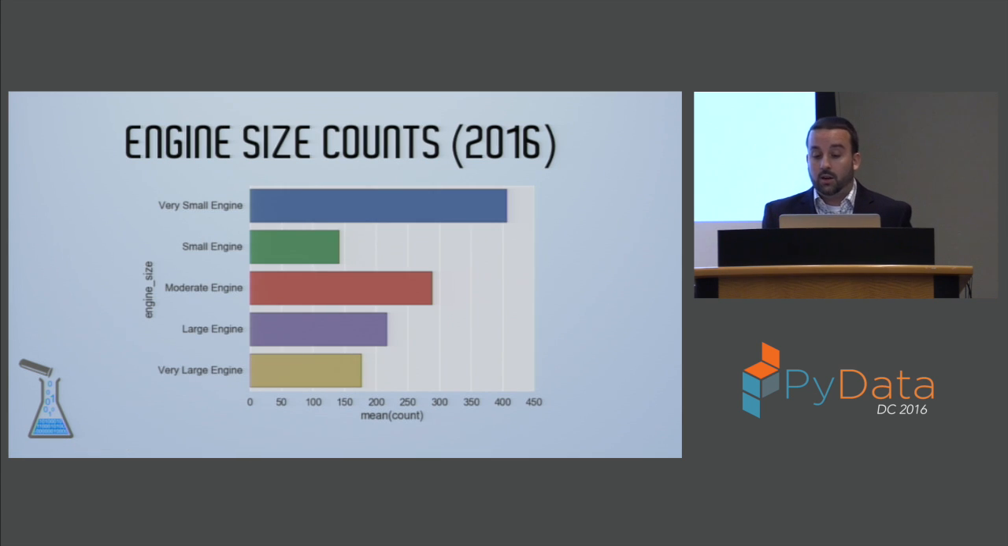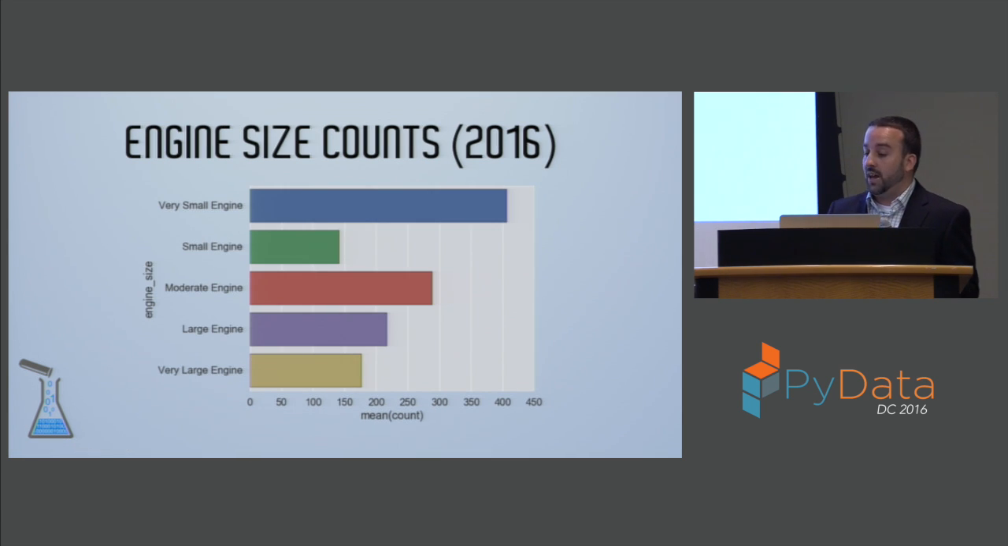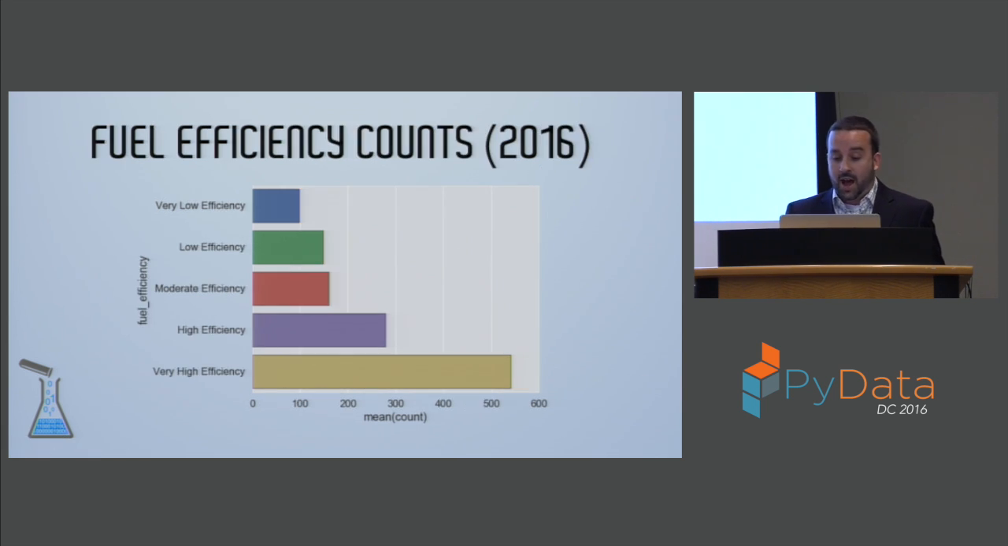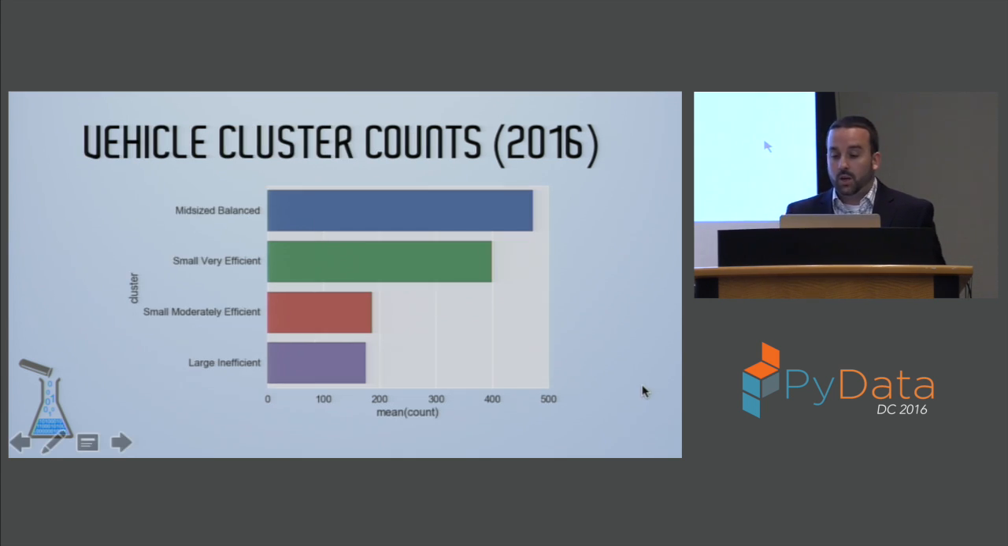And so here, we've come back to the current year, and I've plugged in the engine size quintiles that we created earlier in the prep phase. And I can do the same thing with the fuel efficiency categories that we created, or even with the clusters.